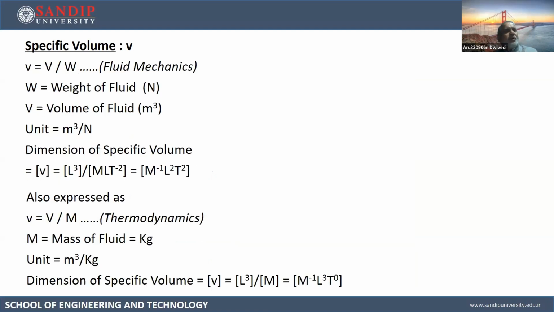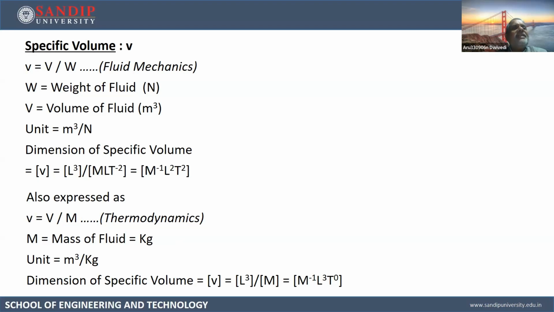Now, there are a few more terms, that is specific volume. The specific volume is volume per unit weight. Remember, it is also volume per unit mass, but in fluid mechanics, we use volume per unit weight, whereas in thermodynamics, we use it as volume per unit mass. Now, you can say, sir, if the specific volume is volume per unit weight and volume per unit mass, how to recognize which one is correct?